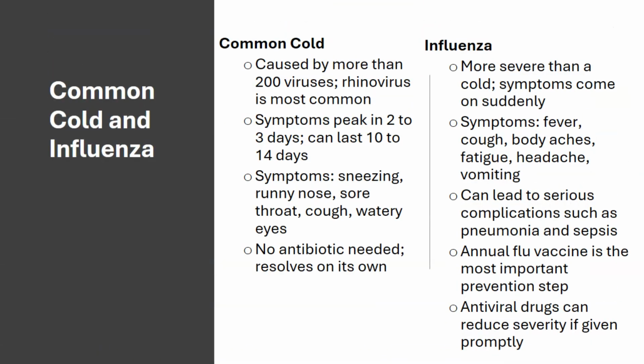The common cold is caused by over 200 viruses, with rhinovirus being the most frequent. Influenza is more severe and comes on suddenly. It can lead to serious complications, such as pneumonia and sepsis. The annual flu vaccine is the best prevention tool available. Neither condition requires automatic exclusion. The key question is whether the child feels well enough to participate and whether staff can adequately care for them.